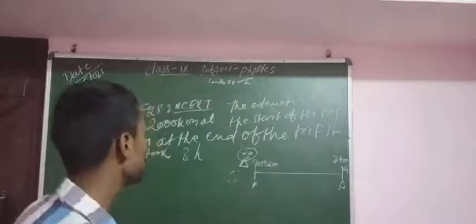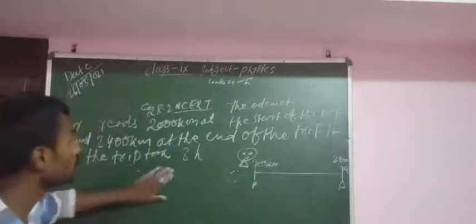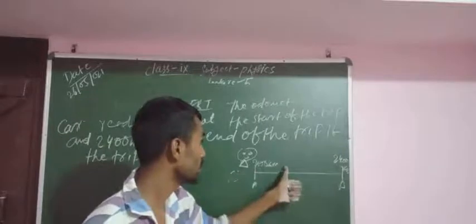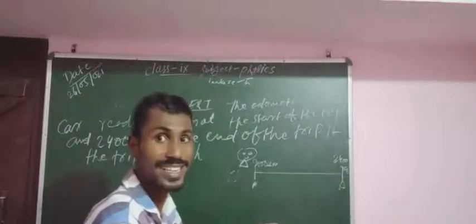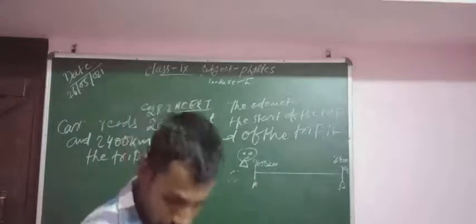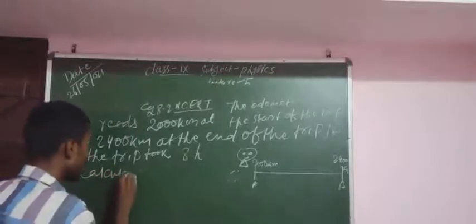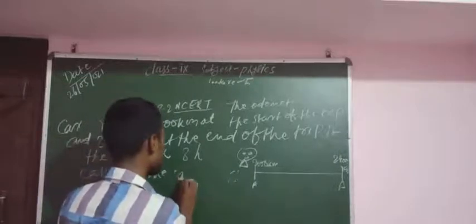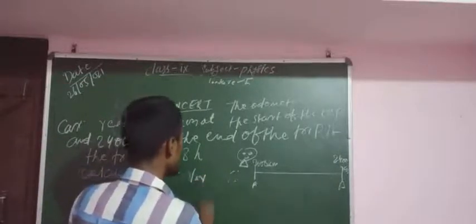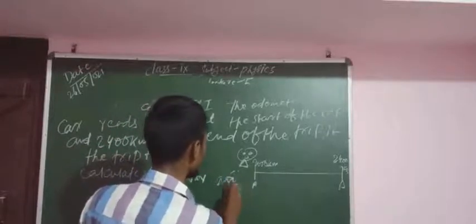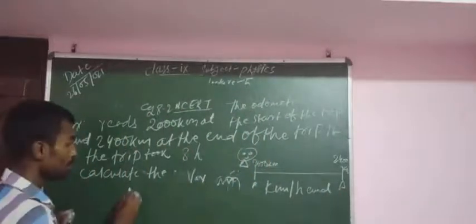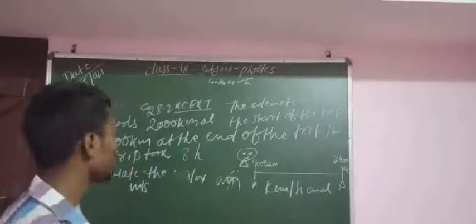If the trip took 8 hours, that means the distance covered by the vehicle in 8 hours is 400 kilometer. After that, calculate the average speed in kilometer per hour and in meter per second. Let me explain one more time.